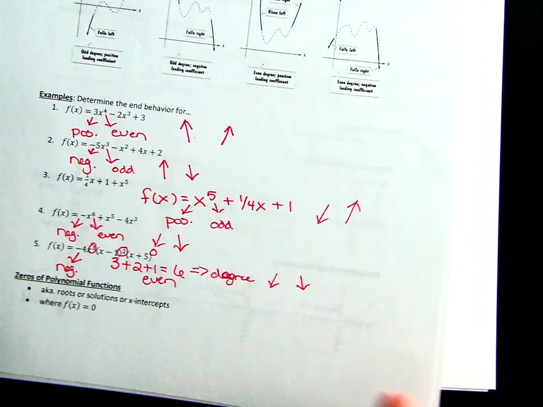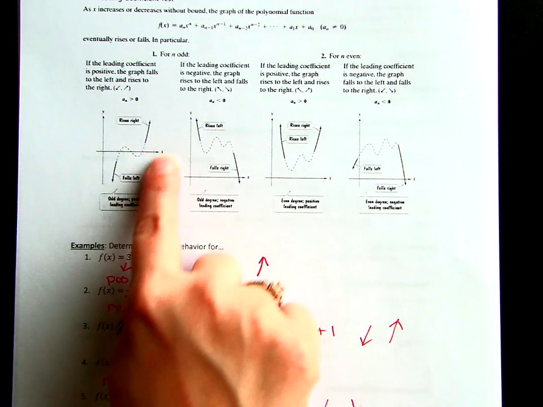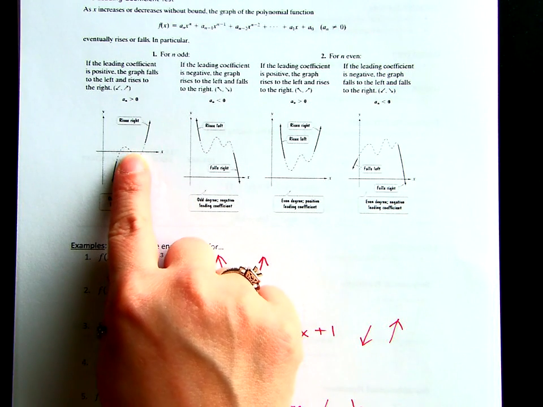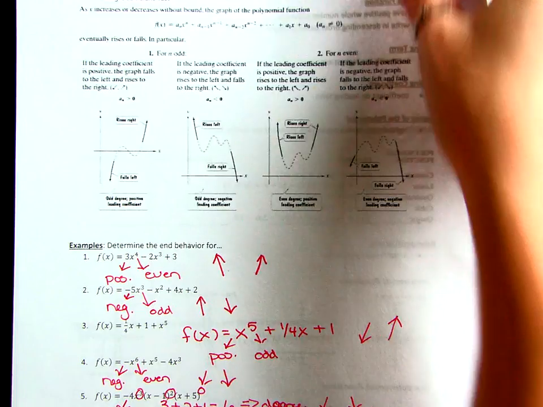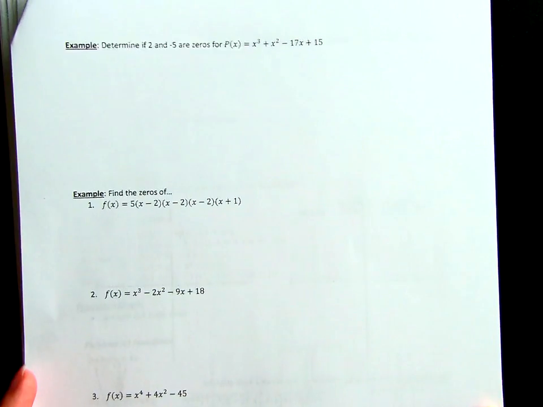Because we need to have these zeros to figure out what's going on in our graph in between our endpoints, between our end behavior. So we're getting pieces and pieces and pieces of things so that we can figure out how to graph this.